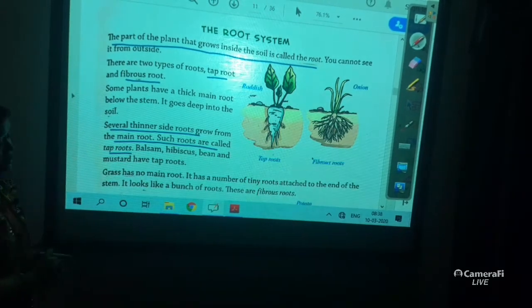Okay, so first of all, all of you very properly understand what the taproot is, and then I will tell you what the fibrous root is.